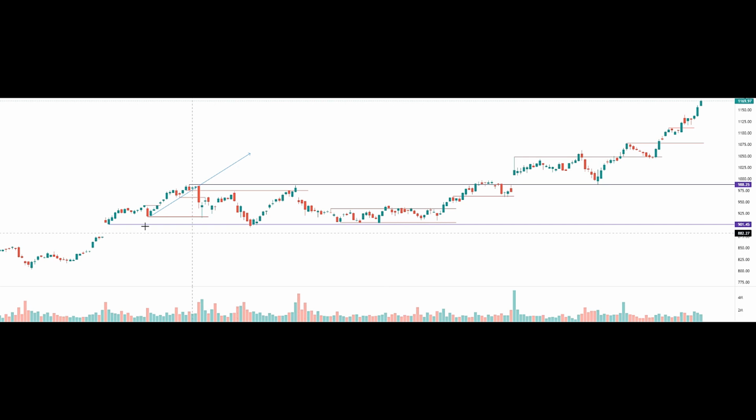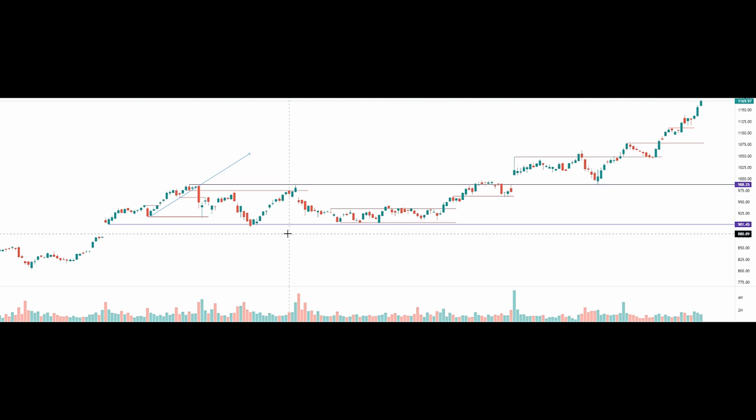We compare swings, this swing with this swing, this swing with this swing. So we compare swings on upside with swings on upside, or swings on downside with swings on downside. Then we also compare swings on upside with swings on downside. So this way we compare with relative and comparative analysis.